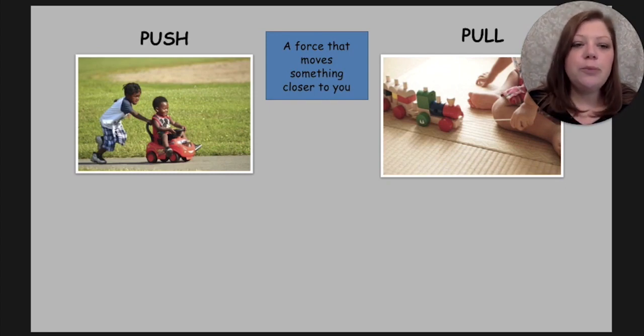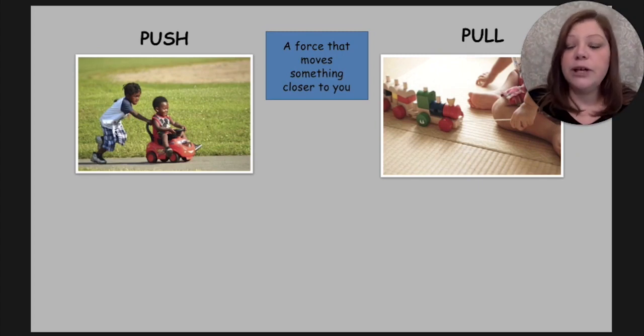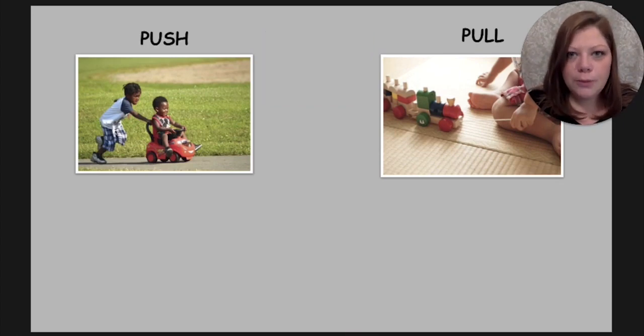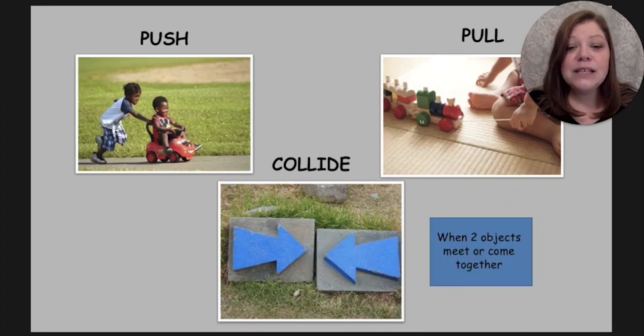Well, a push and a pull move in one direction because there's nothing in their way. But what would happen if I put something in their path? For example, another toy car in the picture of push. Or what about another train in front of the one for pull? What would happen then? That's right. Those two objects would meet and they would collide. When objects collide, they meet or come together.